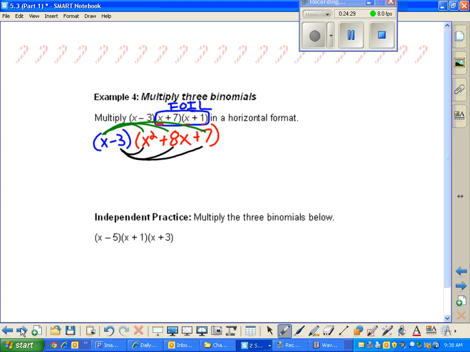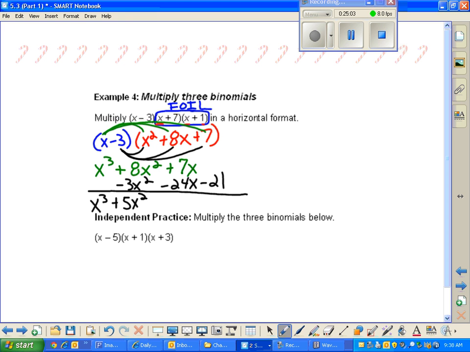So distributing an x in, x times x squared, that is x cubed. X times 8x is 8x squared. And then x times 7 is 7x. Now distribute a negative 3 in, so I get negative 3x squared minus 24x, and then minus 21. Combine my like terms. I get x cubed plus 5x squared minus 17x minus 21.